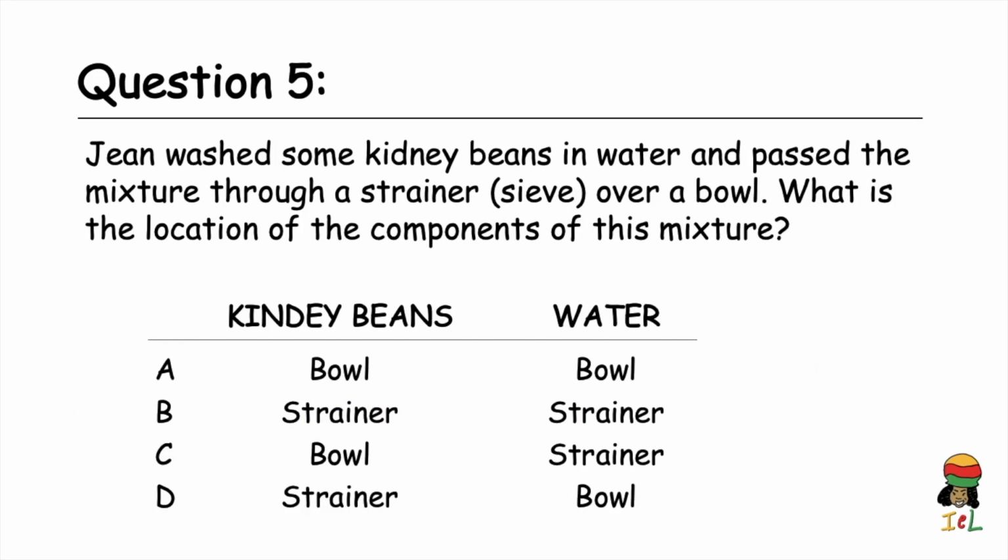Question 5. Jean washed some kidney beans in water and passed the mixture through a strainer over a bowl. What is the location of the components of this mixture? A. The kidney beans and the water are both in the bowl. B. The kidney beans and the water are both in the strainer. C. The kidney beans are in the bowl while the water is in the strainer. D. The kidney beans are in the strainer while the water is in the bowl. The answer there is D, where the kidney beans would be trapped in the strainer while the water passes through the strainer into the bowl.